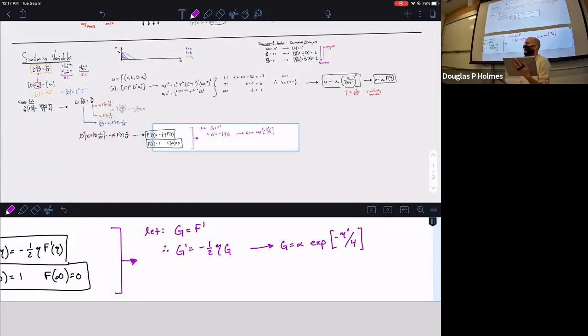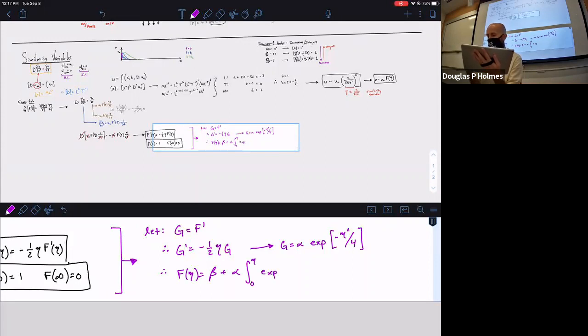So this is G. We actually need F, so we need to put it back in, and we're going to have to integrate it to go from G to F. So this means that we would say that F of eta is equal to some other constant, because we have to integrate here, plus alpha, which is a constant, times the integral from 0 to eta of e to some fake variable that we're substituting in here. We're going to integrate over s, we'll call it. That's the wrong parentheses.